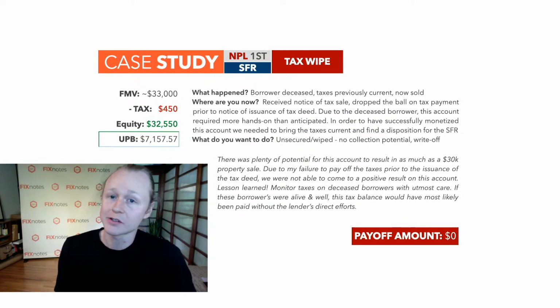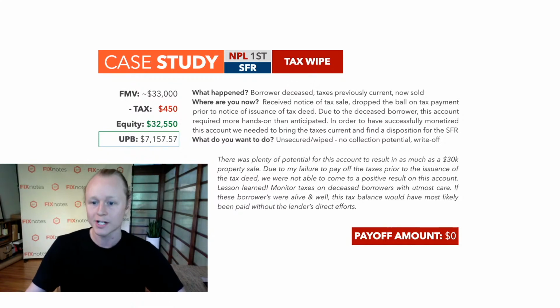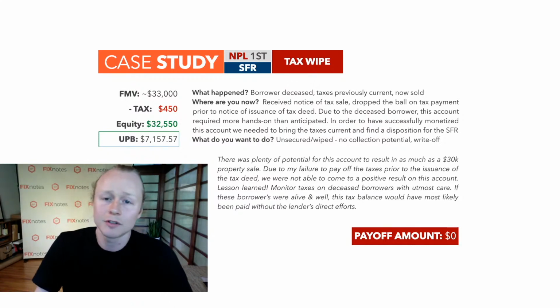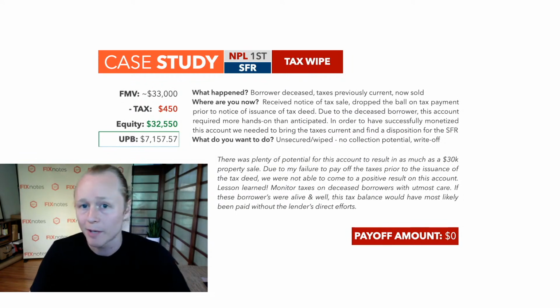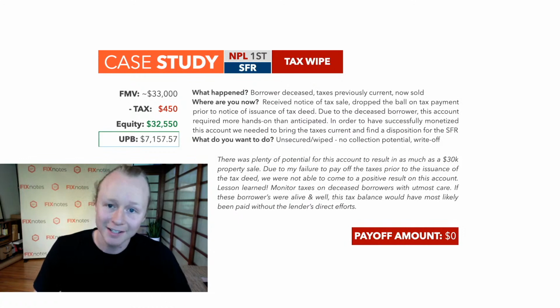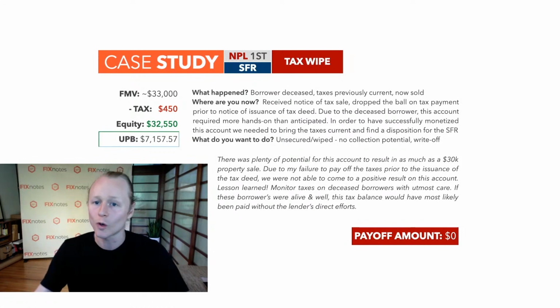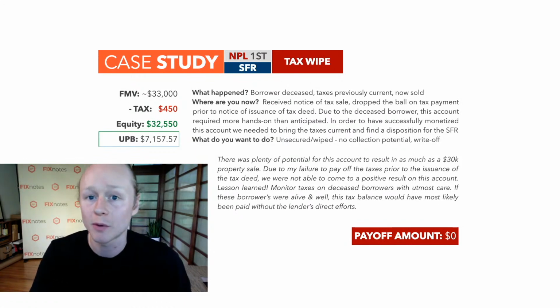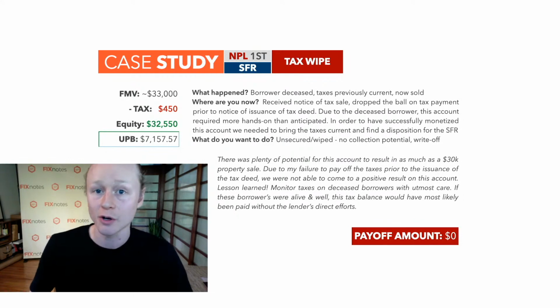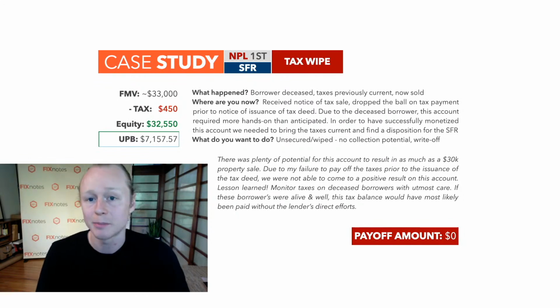And the lesson learned: monitor taxes, especially on deceased borrowers, with utmost care. Because if the borrower's alive, a lot of times these deals are going to be paid off. You don't have to worry about it. But in the case where a borrower is deceased, or with a first position loan when the borrower maybe expects that the first lien is escrowing taxes and insurance, then in that case, they could also drop the ball, expecting the first lien to pay the taxes.